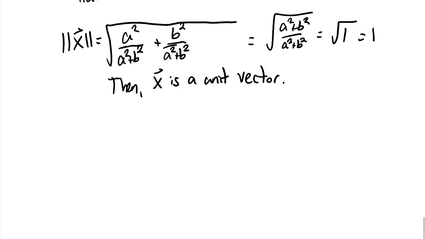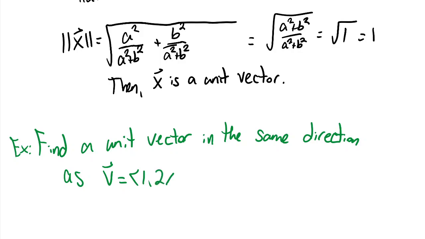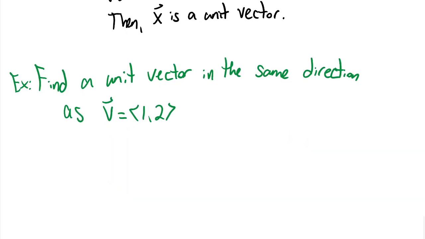Okay. So sometimes we might get a problem that says something like find a unit vector in the same direction as v, which is equal to (1, 2). Okay. So then the way we would do this is we would take v and divide by the magnitude of v. Okay. And that's all you need to do.